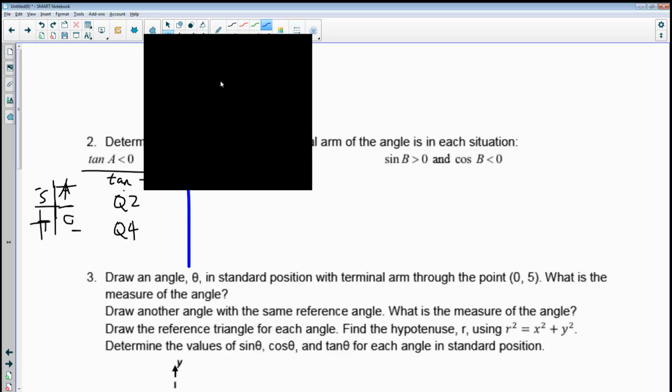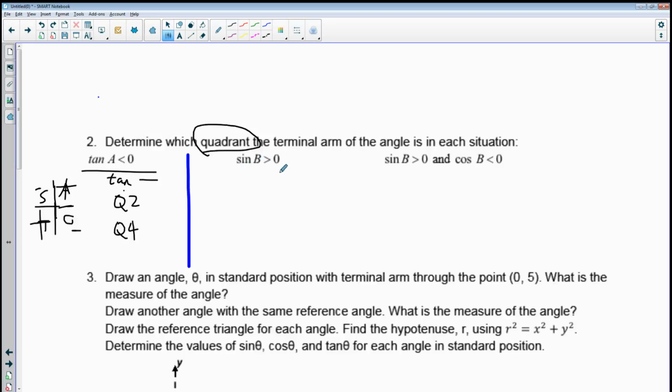Now we do the same thing. Sine of the angle is greater than 0, right? Draw the CAST rule again. Positive here, positive here. Tangent is not sine; cosine is tan. Sine is positive here, so quadrant 1 and 2.